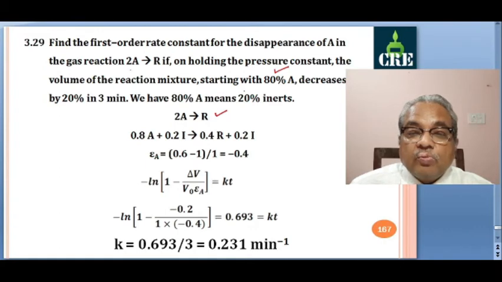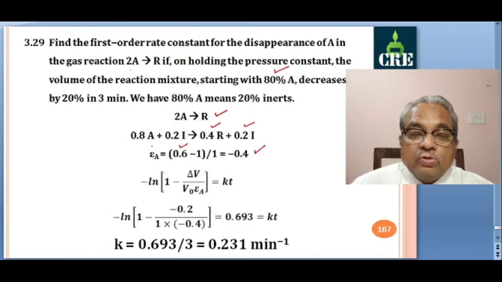You have 80% of A, which means the rest 20% are inerts. So you can write 80% of A, 20% of inerts. When it reacts, 2 moles give 1 mole of R. So 0.8 moles of A will give you 0.4 moles of R, half. And 0.2 of inerts, I is inerts, will remain as it is on the product side also. So this 0.4 plus 0.2 is 0.6, minus this is 1, divided by 1.